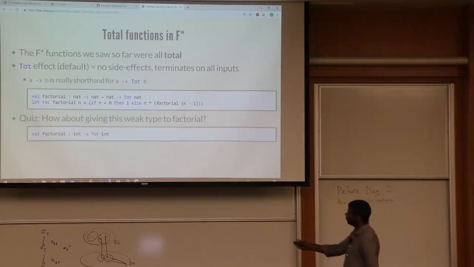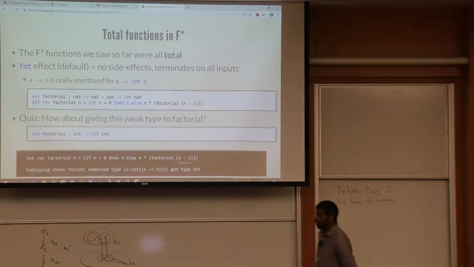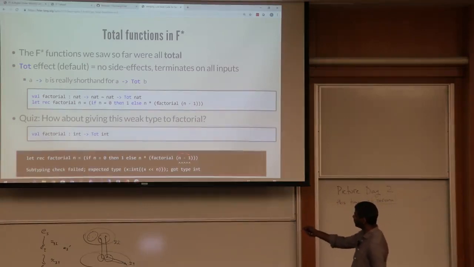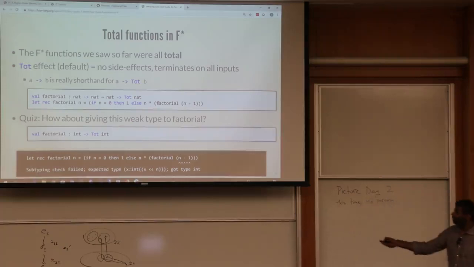So suppose we try to give factorial this type. What do you think would happen? Would it not work because you could pass in a negative number and it would just go forever? It would loop, right? So factorial is not total on all integers. It's only total on the non-negative ones. If you tried to give this type to factorial, F* would complain at the n-1, saying, hey, I expected an integer x that was, and I'm going to tell you about this symbol, less than n in some sense, but it couldn't prove it at this point.